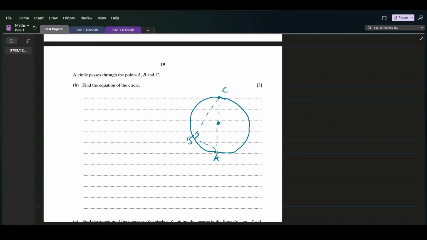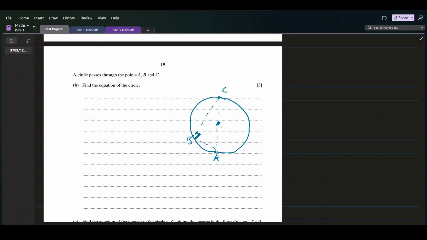Then our center of the circle should be the midpoint of AC. If you remember, there's a circle theorem that states that a triangle in a semicircle has a 90-degree angle. So that should mean that our 90-degree angle is here. So that should mean the midpoint of this line AC must be the center of our circle that has the points A, B, and C on the circumference.